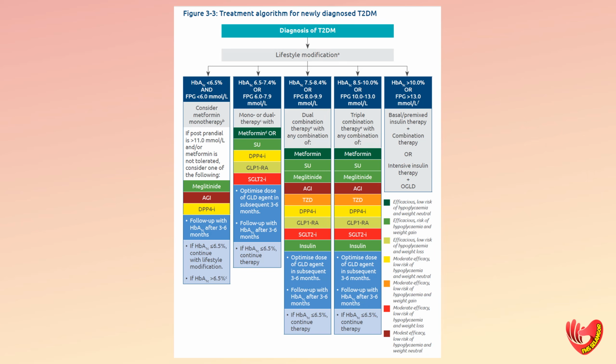Triple combination therapy with any combination of the OGLDs and insulin can be initiated if HbA1c is between 8.5 to 10% or fasting plasma glucose is between 10 to 13 millimoles per liter. If the HbA1c is more than 10% or fasting plasma glucose is more than 13, you can start on basal or premixed insulin therapy with combination therapy. HbA1c remains an important target. If glycemic targets are not achieved, intensification of treatment should be made every 3 to 6 months.